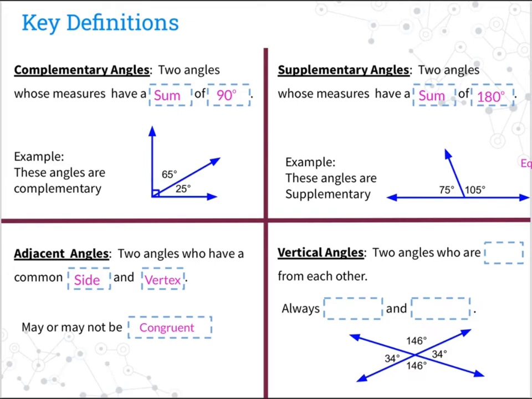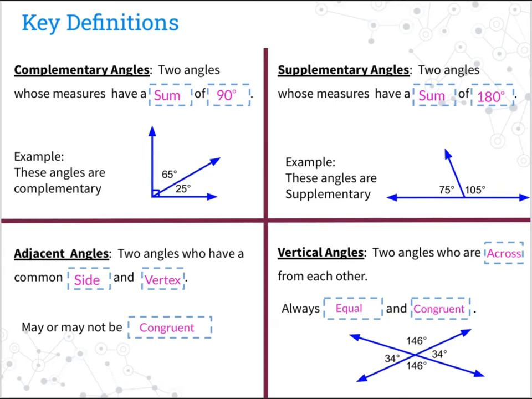So those are angles that are going to be right next to each other. They're going to share a side and a vertex. We just saw on the other slide there what a side and a vertex is. They need to be sharing one of those in order to be adjacent. Vertical angles are two angles who are across from one another, and they are always going to be equal, and they are always going to be congruent.